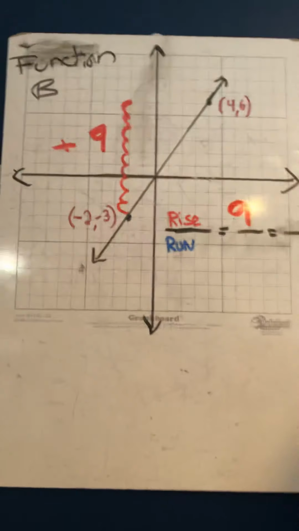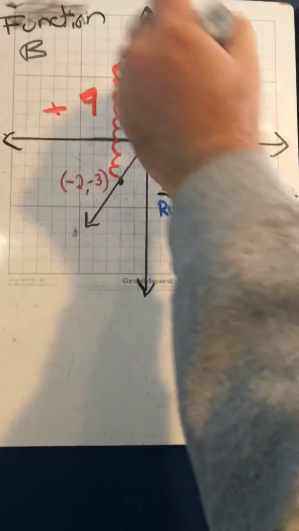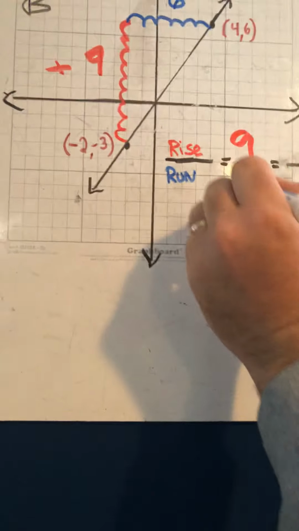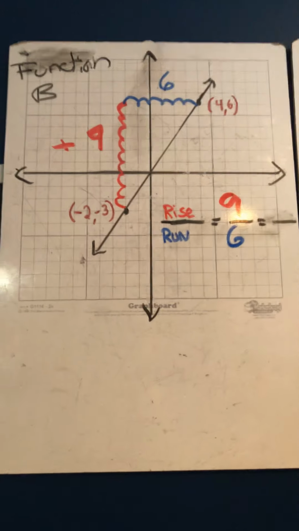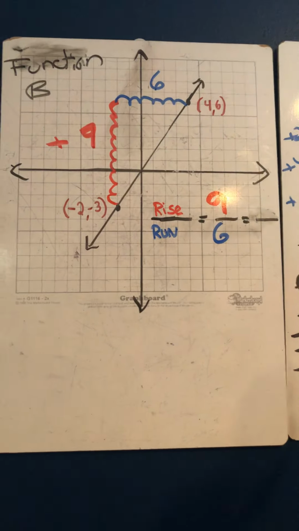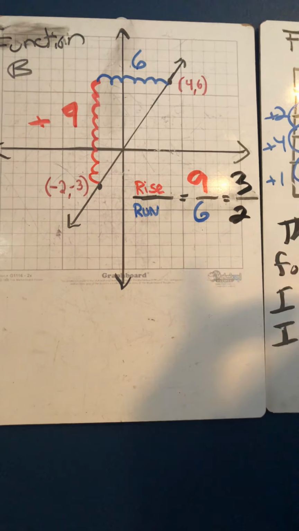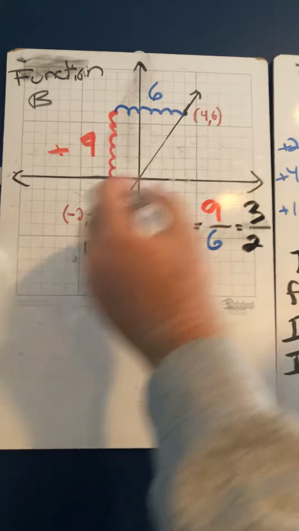And how many units is it over? Let's see. It's 1, 2, 3, 4, 5, 6. So that's a run of 6. So that can be simplified. 9 over 6, 3 goes into both of those. So 3 goes into 9 3 times, and 3 goes into 6 2 times. So that's a rate of change of 3/2.